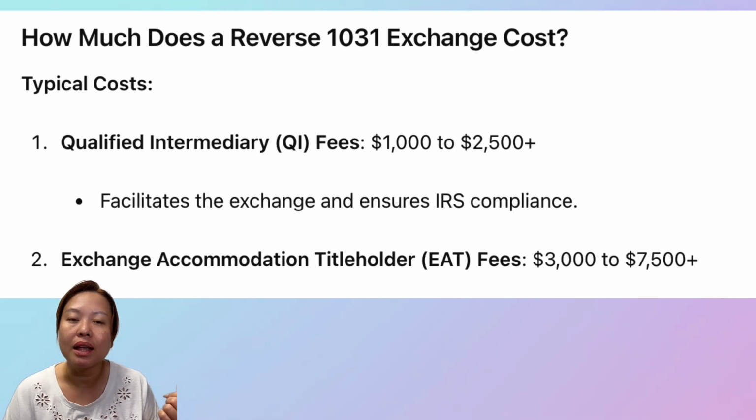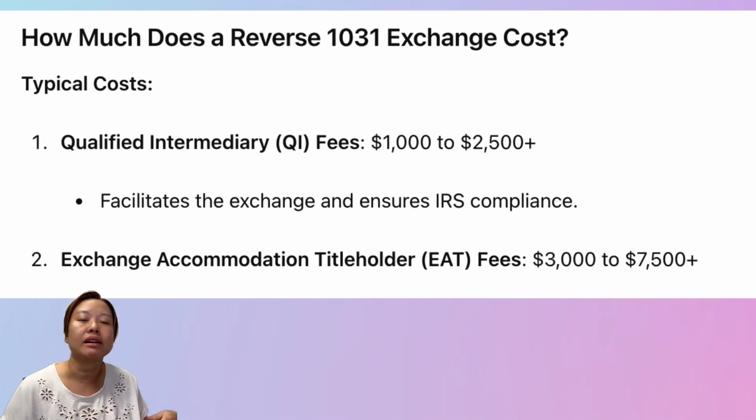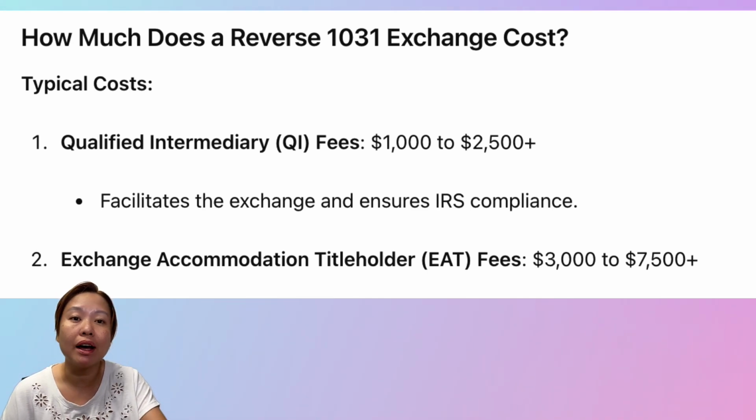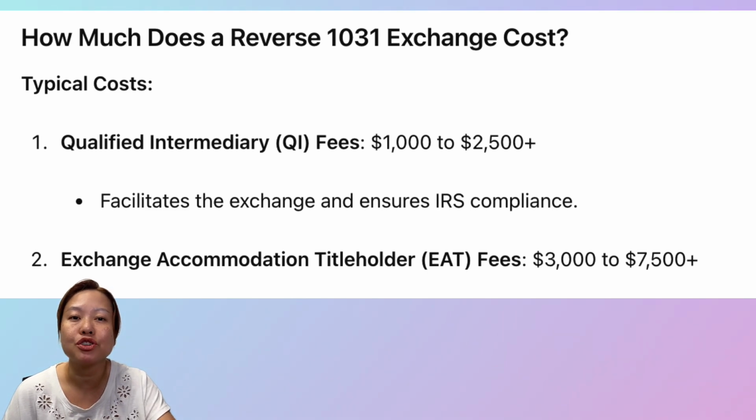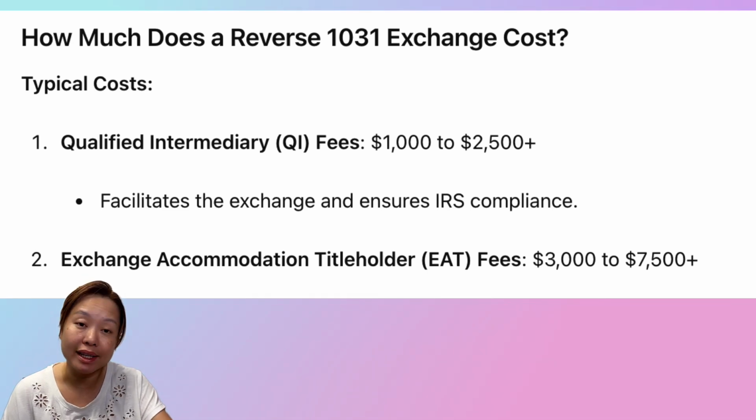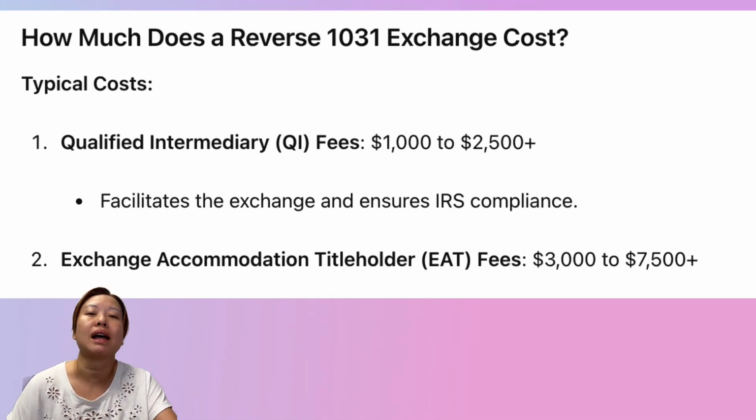First is the qualified intermediary fee. The cost can range anywhere from $1,000 to $2,500 or more. The qualified intermediary, QI, facilitates the exchange process, ensuring compliance with regulations. The fee can vary based on the QI's experience, the complexity of the transaction, and of course the services provided.